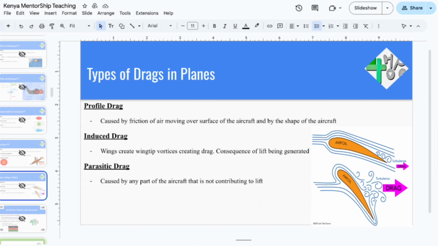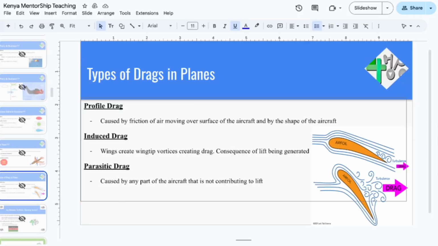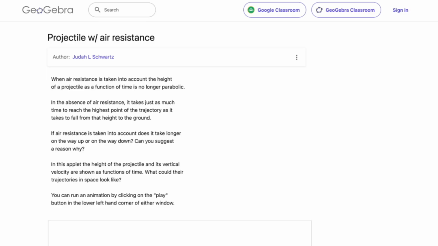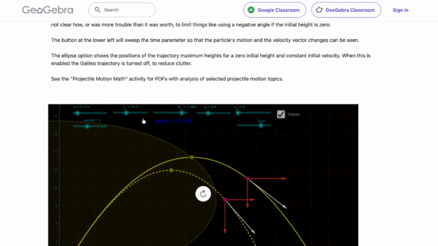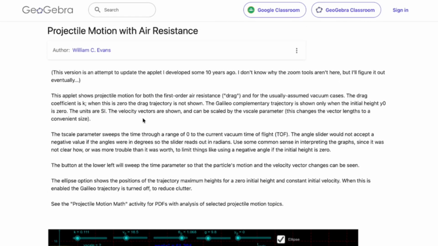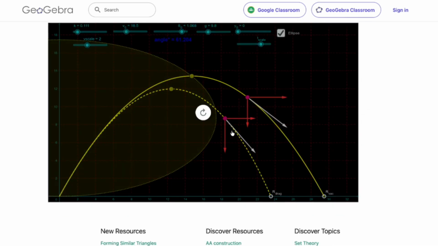In terms of projectile motion, we'll talk about two specific simulators on GeoGebra. This one is on projectile motion, showing how projectile motion behaves with air resistance. So this is a good projectile motion with air resistance. Shout out to William C. Evans. He shows how projectile motion behaves under drag circumstances.